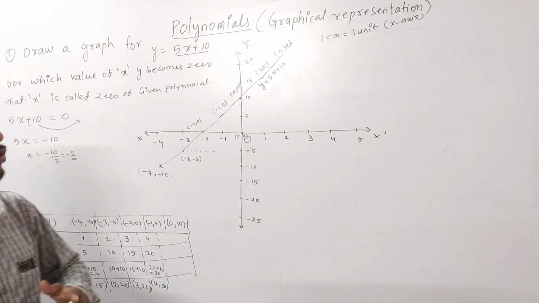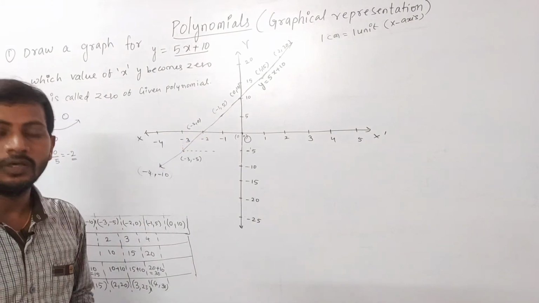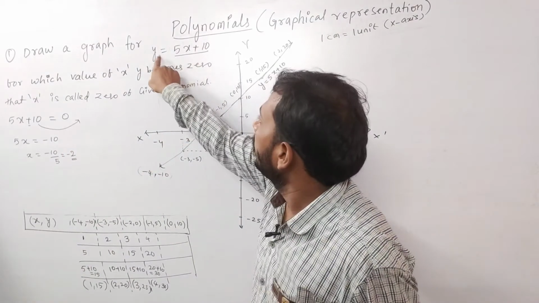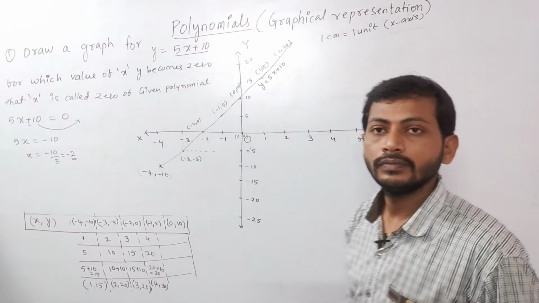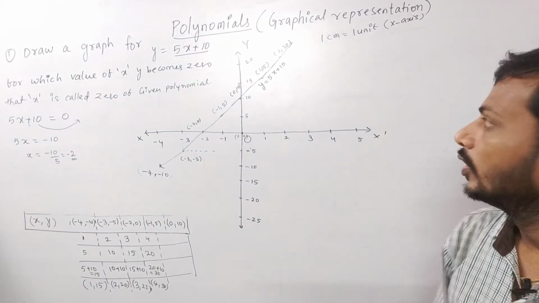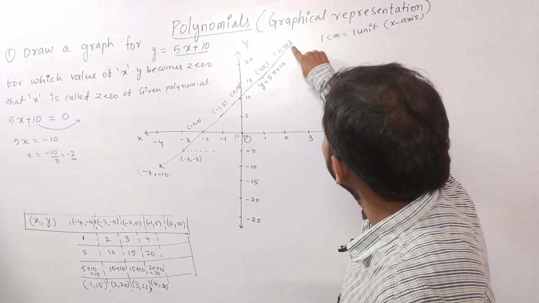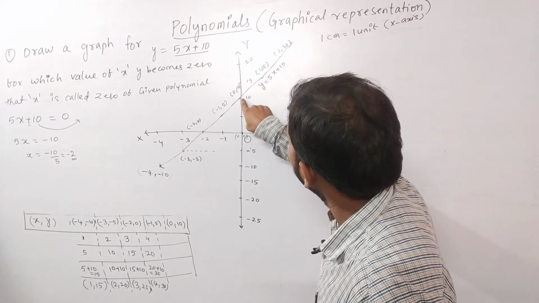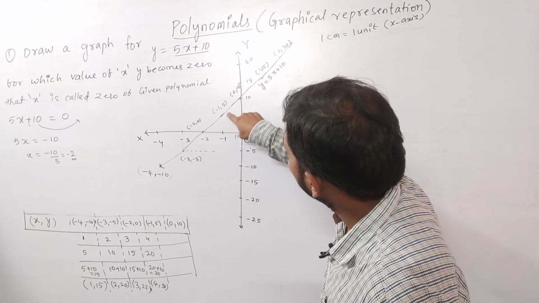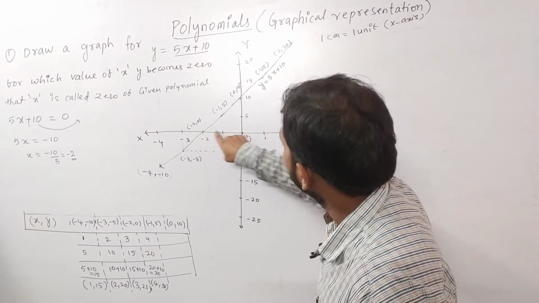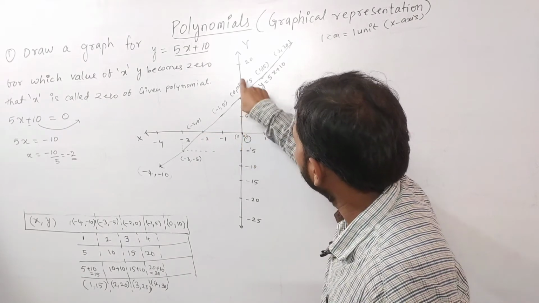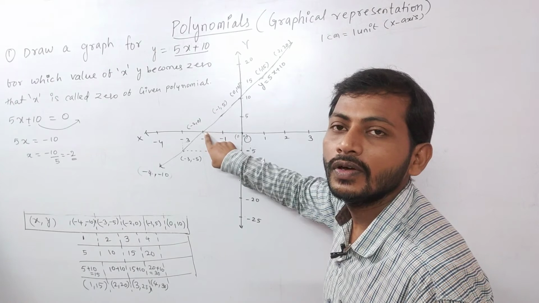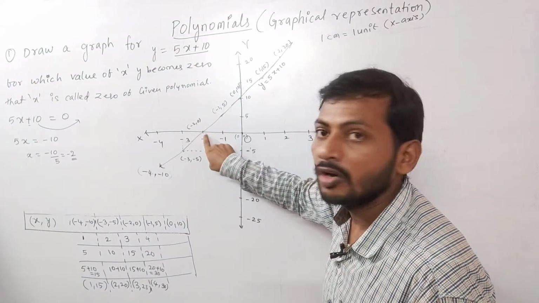Now please observe the graph and tell me where y became 0. See there and tell me. If you observe clearly, here y is not equal to 0, here y is not equal to 0, here y is not equal to 0. Here y equal to how much? 0. x equal to how much? Minus 2. So now graphically also, how much did you get?